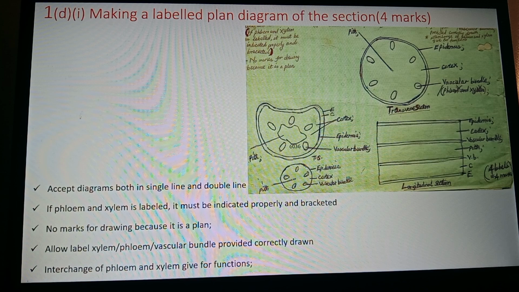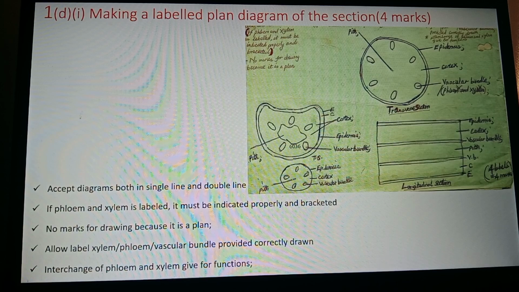Let's go to the other diagrams here. Again, you can see we are concentrating on 4 labels: pith, vascular bundle, epidermis, and cortex. There are even some who drew a longitudinal section where you have epidermis, cortex, vascular bundle, pith. Okay, 4 labels, 4 marks. So there was transverse section and longitudinal section, which the Council looked at.